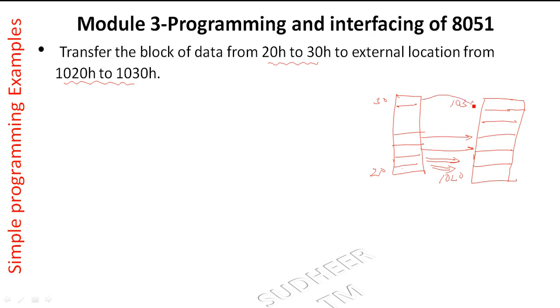Okay, that is what our question. Now what we can do, how many data? So see here we have 20 data from 20H to 30H. So 20H to 30H consists of 16 locations. So 20, 21, 29, then 2A, 2B, 2C.